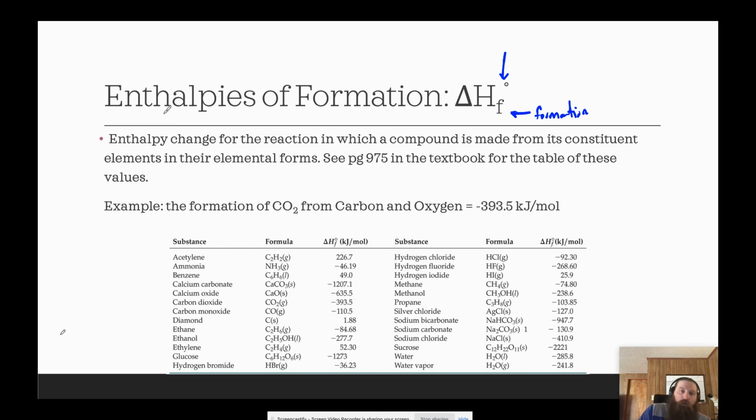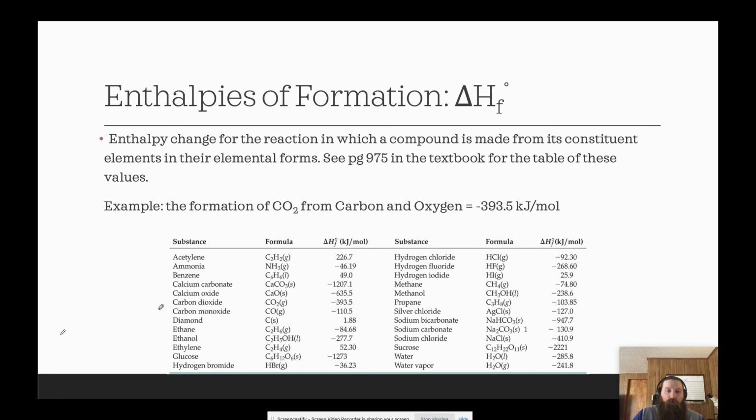All right, what does that mean? Well, if I want to make CO2, I'm going to make it from its elements in their elemental forms. So O2 is normally a gas. Carbon is normally a solid, right? So these are the elemental forms to make this final product. If I wanted to find that enthalpy, I'm finding the enthalpy of formation. This is what they look like.